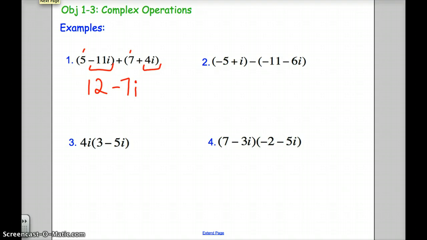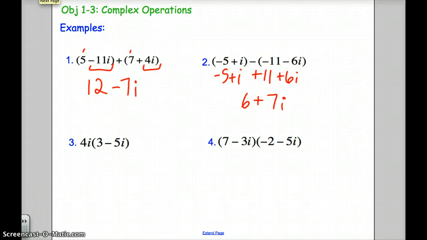Take a look at the next one. Of course, we're subtracting. So once again, very simple process here. Since we're subtracting, we're going to change this to adding 11 plus 6i, -5i plus i. It looks like we have 7 i's plus 6. There's the second one, subtracting.